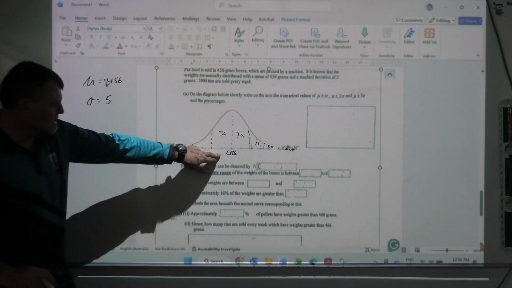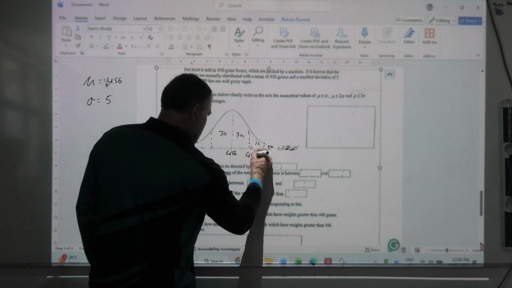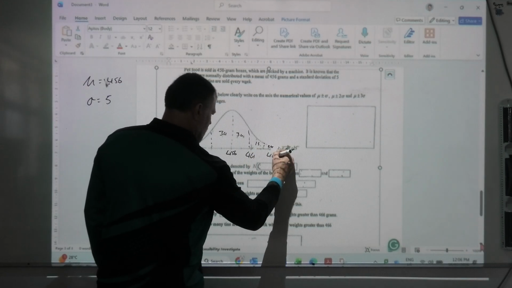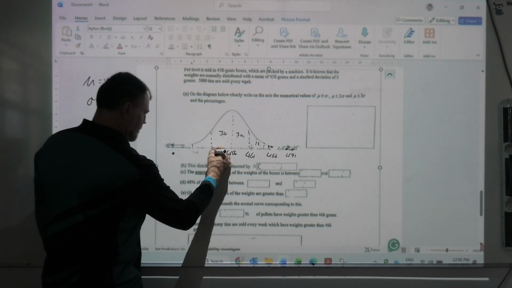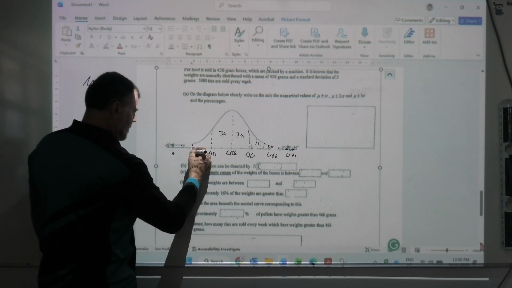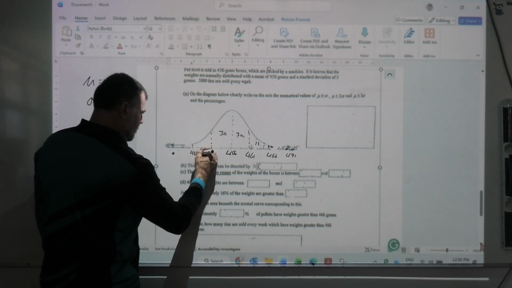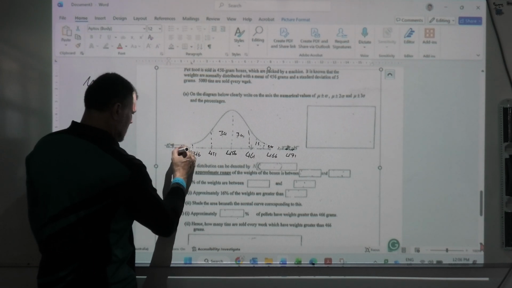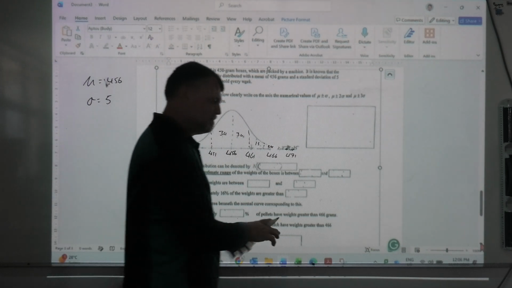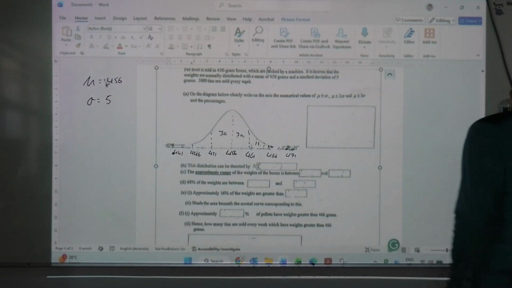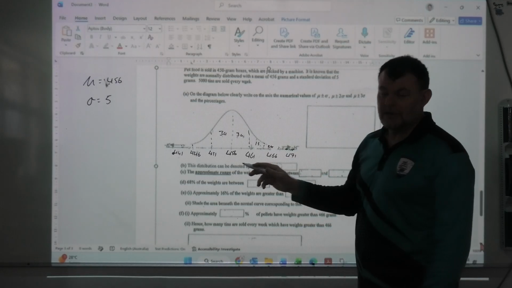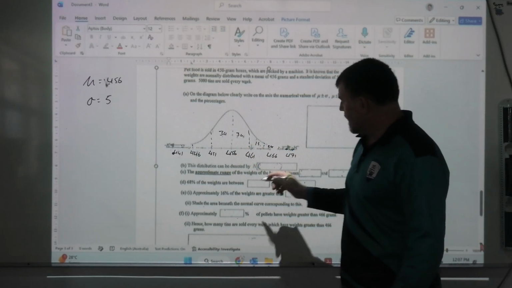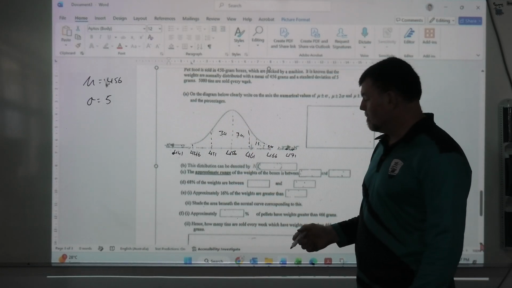So 456, if we add 5 to that, we get 461, 466, 471. We take 5, we get 451, 446, and 441. So they're our new mean and deviations. The percentages haven't changed, it's still exactly the same as before.